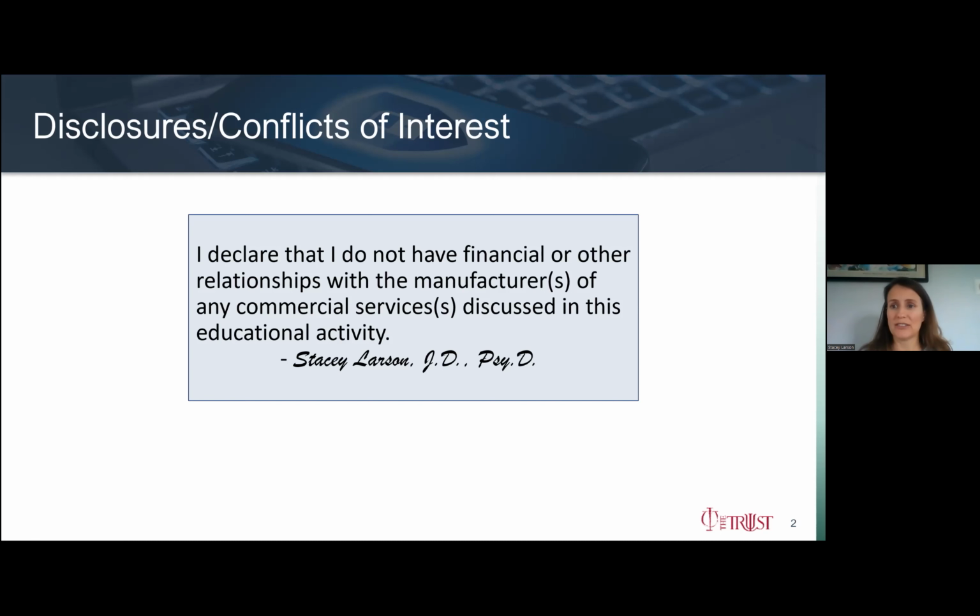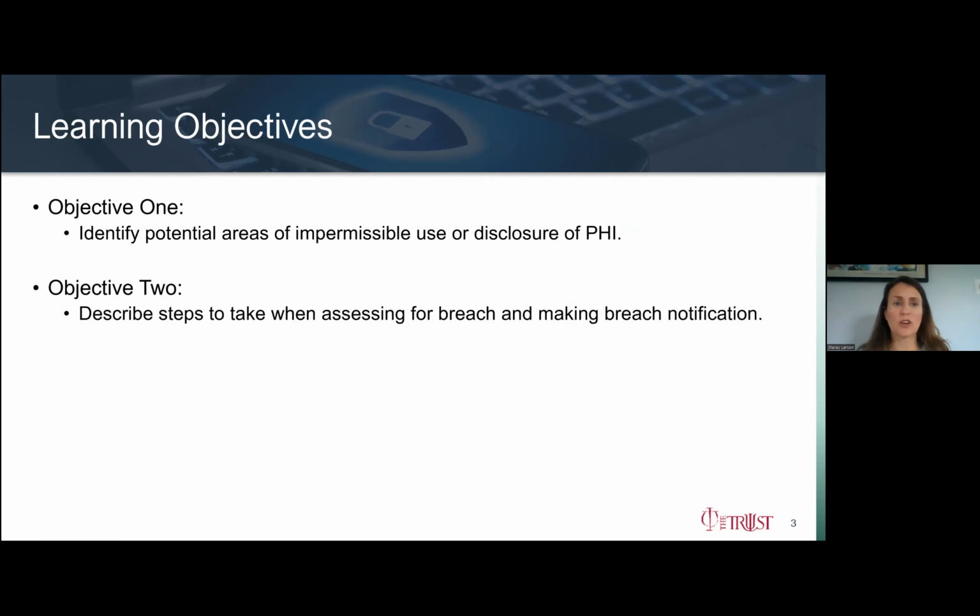So our learning objectives for today: objective 1, to identify some potential areas of impermissible use or disclosure of PHI that would trigger needing to make a breach notification. And then objective 2, describing those steps that you need to take when assessing for breach and making a breach notification to patients or others.